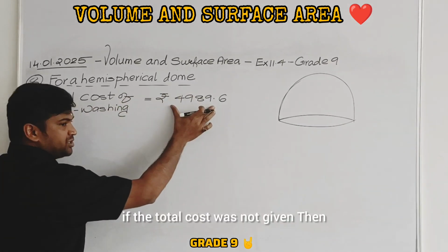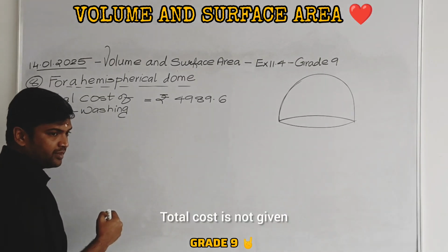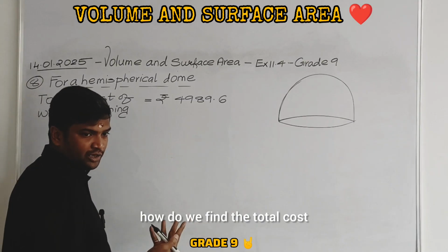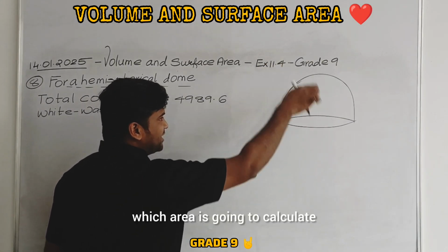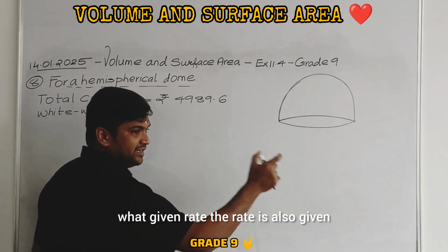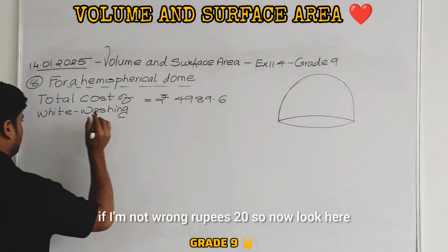Acha, now Ananya, tell me one thing. If the total cost was not given, then what is the formula to find it? If this was blank, how do we find the total cost? The one who is going to do the work, which area is going to calculate? So CSA into what? Given the rate. The rate is also given if I am not wrong. Rupees 20. So now look here.